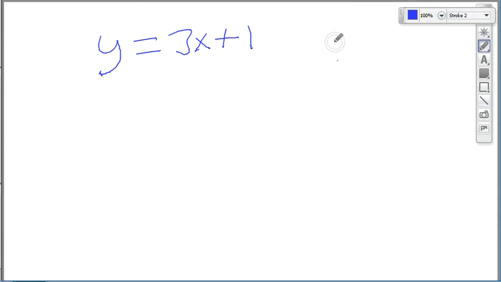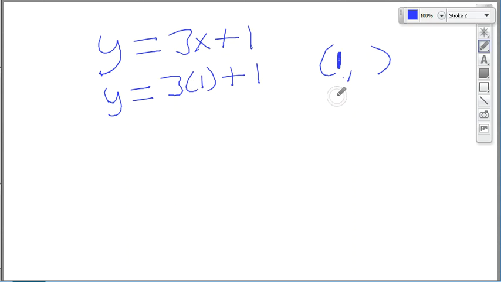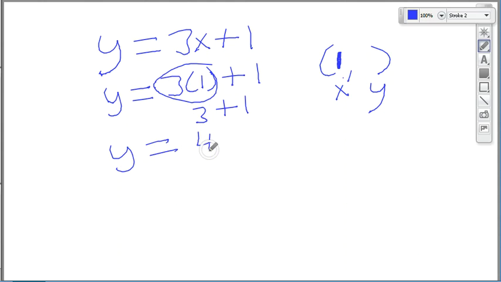So let's say that I tell you your x value is 1. Okay, if I tell you that the point has an x value of 1, to find the y value when the x value is 1, all we have to do is plug 1 in for the x in our equation, and then we know that y is equal to 3 times 1, which is 3, plus 1, which is 4. So when our x is 1, our y is 4.